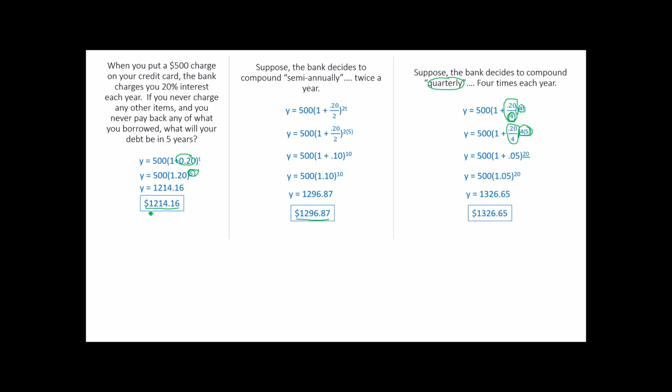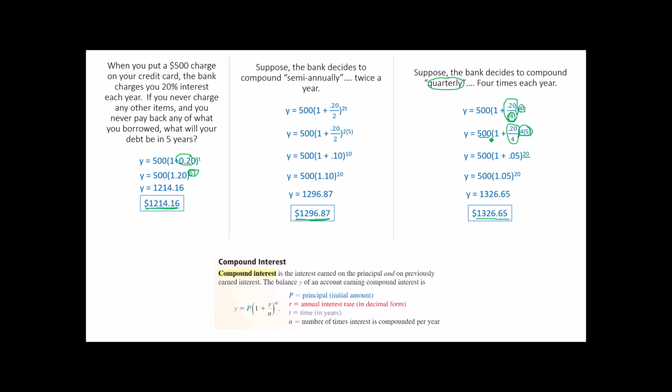Notice, if we compound at the end of a year, we owe $1214. If we do it twice a year, we owe $1296. If we do it 4 times a year, we're up to $1326. That's because we're changing this first number more frequently. Now, here's what the formula says. Just like before, we had an equation for all exponential functions that said y equals some starting amount times some factor over and over.